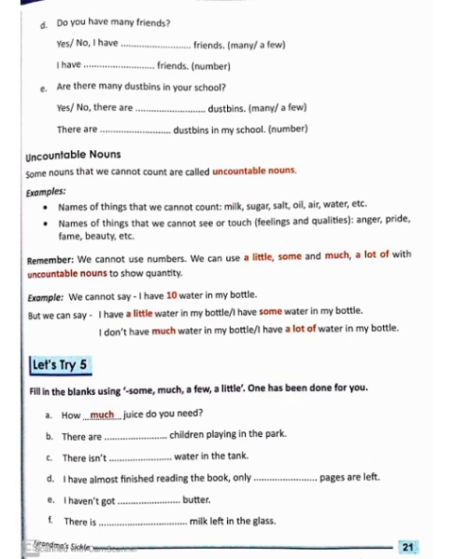Okay, now we'll start with let's try 5. Fill in the blanks using some, much, a few, a little. One has been done for you. A is how much juice do you need? There are dash children playing in the park. So what we'll put here, will we put some here, much here, a few or a little here?